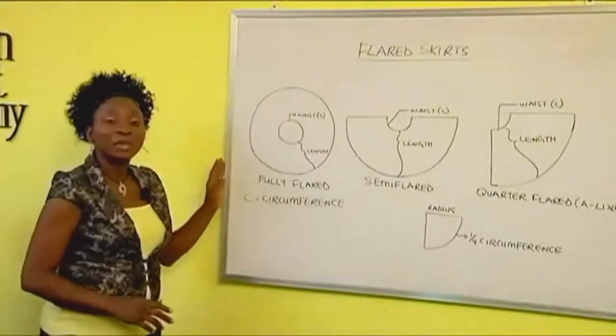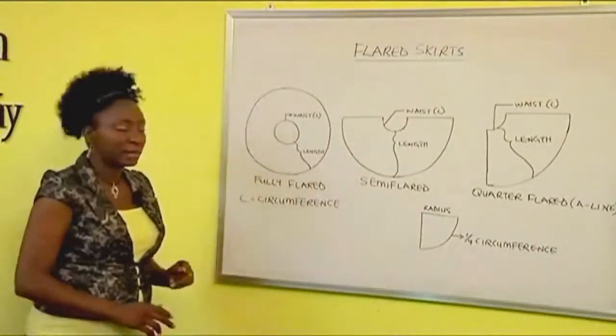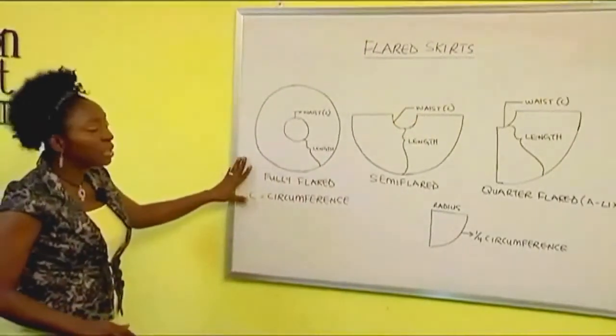Flared skirts are cut in circles, semicircles, or quarter circles. Let's go to the board and see how it looks. We can see that we have 3 different kinds of flared skirts. Now take a look at the fully flared skirt.